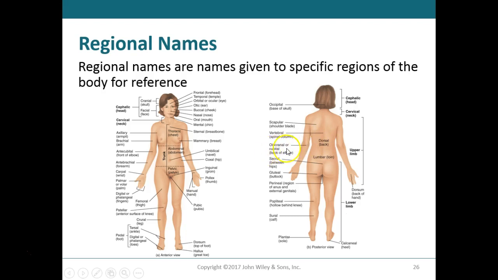Olecranon or cubital is the back of the elbow. Lumbar is the lower back. Sacral is the area between the hips. Gluteal is the area of the gluteal muscles, so the buttocks. The perineal area is the area between the anus and the external genitalia. Popliteal is the back of the knee. Sural is the calf. Plantar is the sole of the foot. And calcaneal is the heel.